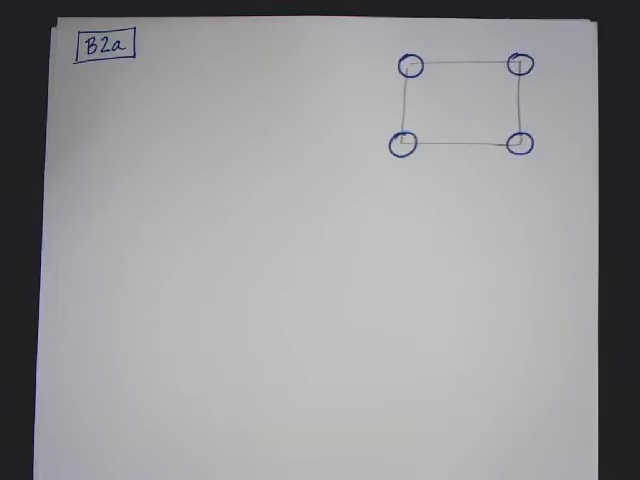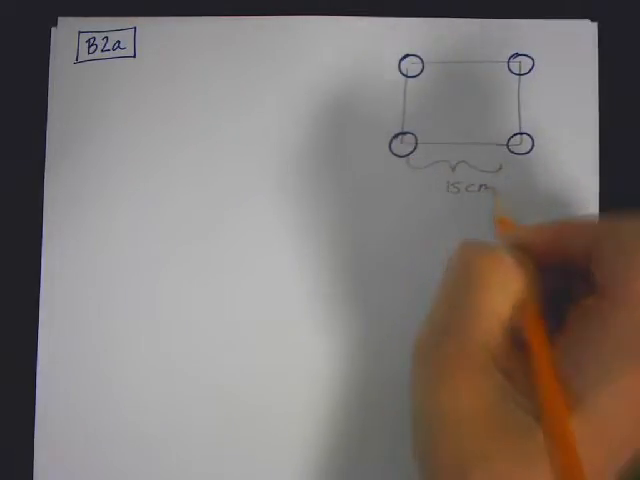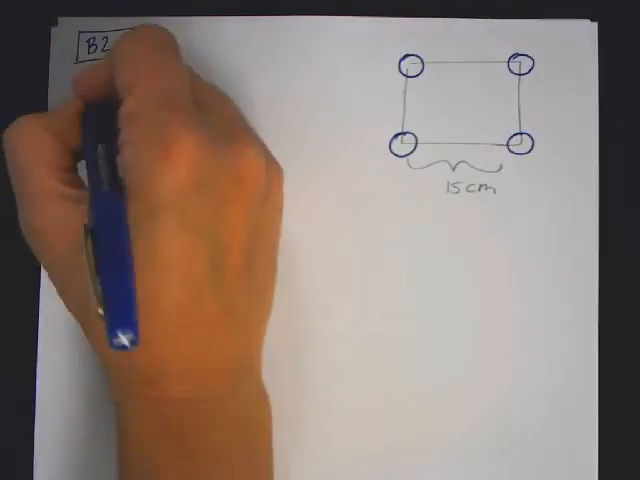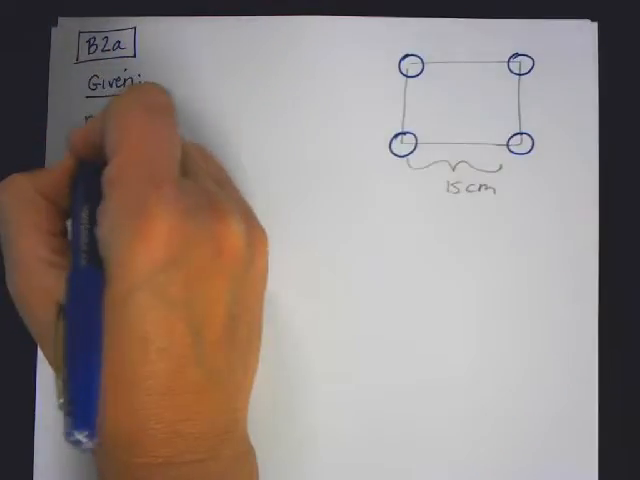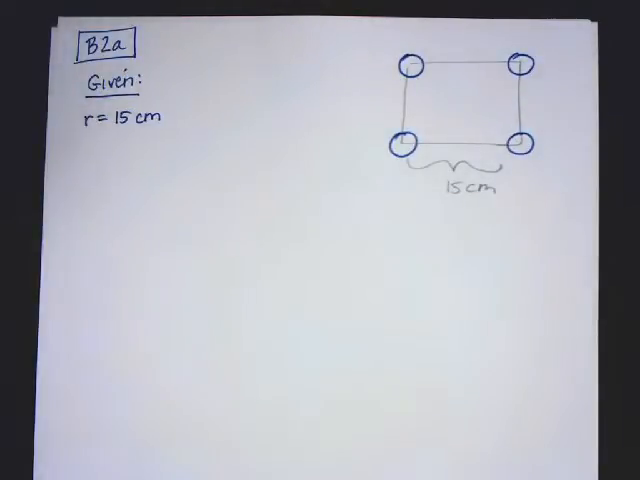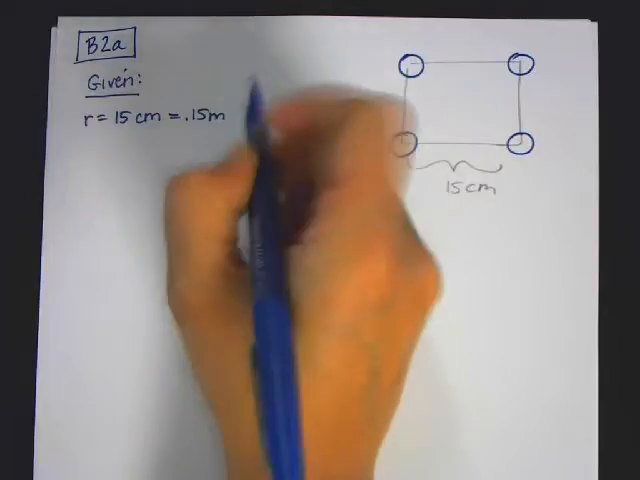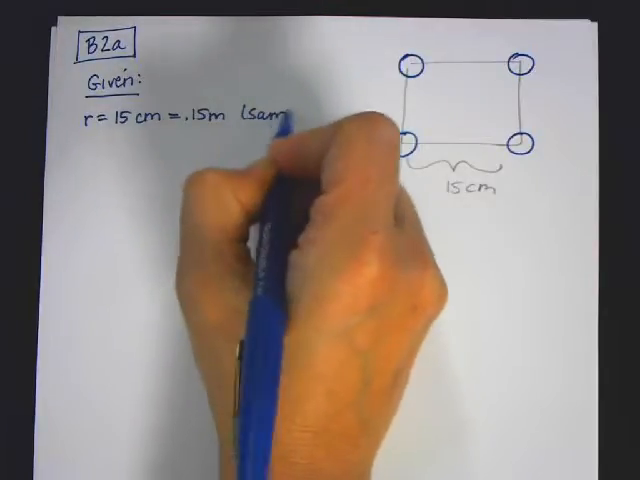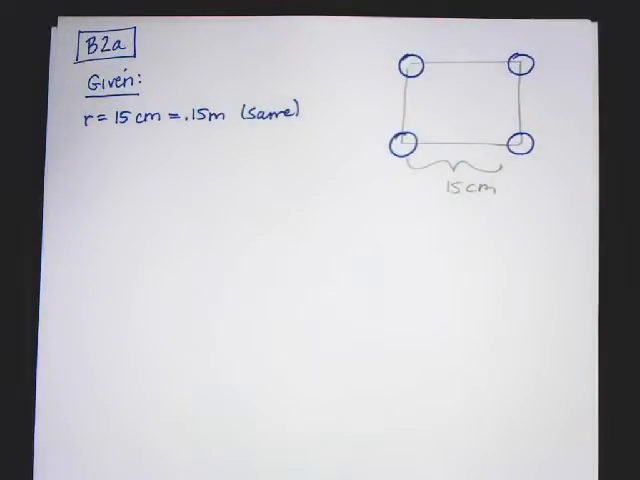The sides of the square are 15 centimeters. So I know that each one of these is 15 centimeters. In my givens, I'm going to write that R is equal to 15 centimeters. And I know that the standard unit is meters, so right away I'm going to convert that to 0.15 meters. They're all the same because it's a square. So this is 15, this is 15, this is 15, and that is 15.